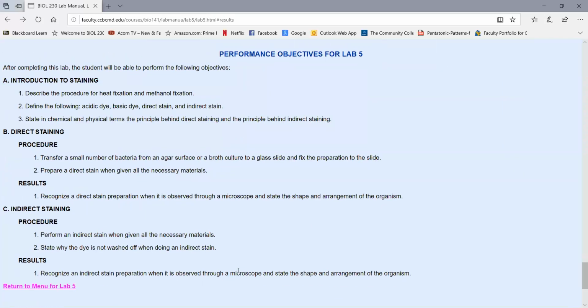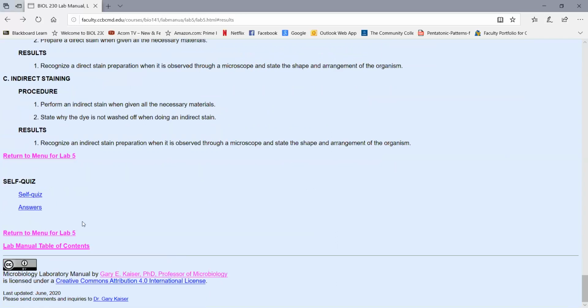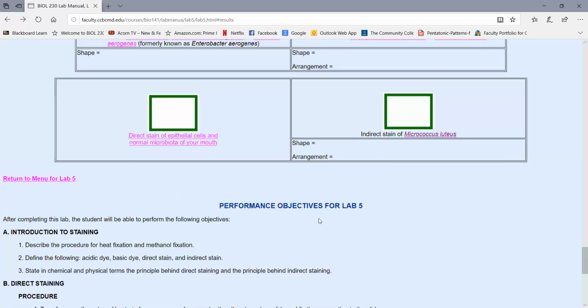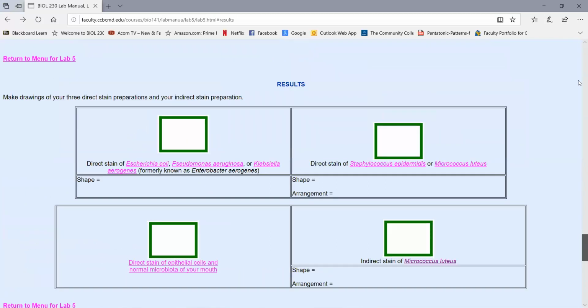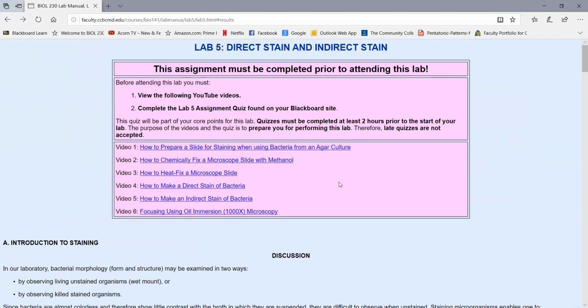And of course, don't forget to learn your performance objectives. That's what you'll be quizzed on for Lab 5. And of course, as always, there's a self-quiz with answers at the end. So that's direct staining, indirect staining, and two very important techniques: how to prepare a slide for staining when bacteria are coming off an agar plate, and how to heat fix the slide properly for viewing.